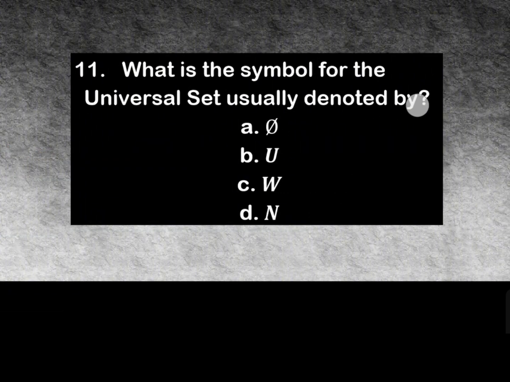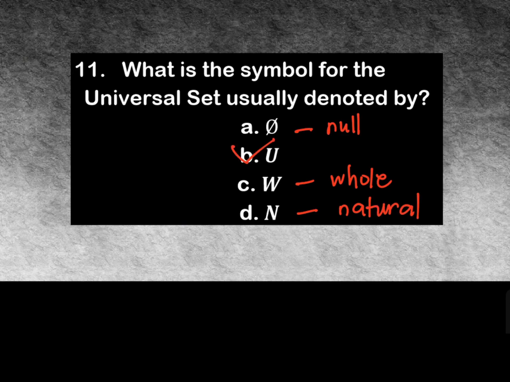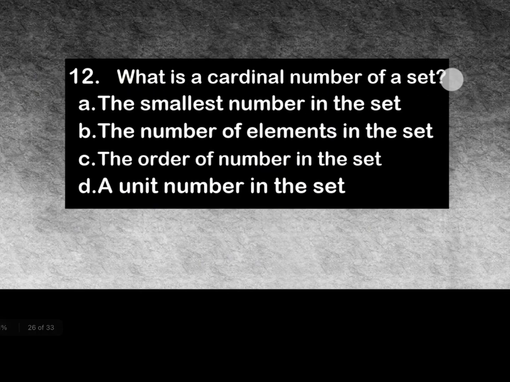Number 11. What is the symbol for the universal set usually denoted by? A is the symbol for null set. And letter C is the symbol for whole numbers. And N is for natural or counting numbers. And the only answer is B.